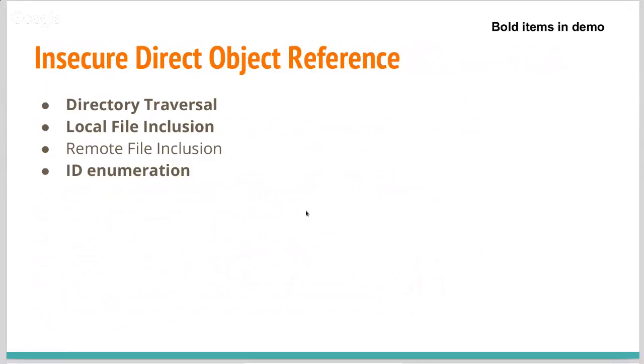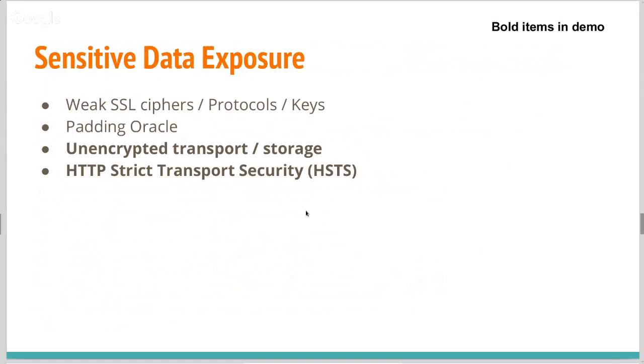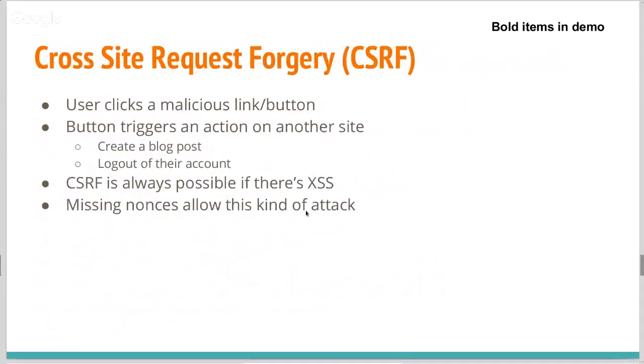Insecure direct object reference, and again, I'm going fast because we've got a lot to get through. Insecure direct object reference allows you to do directory traversal, including files that you shouldn't include, ID enumeration, we'll do all that. Looking for things that should be encrypted but aren't. Unencrypted storage or transport, that's sensitive data exposure. The strict transport security flag should always be there.